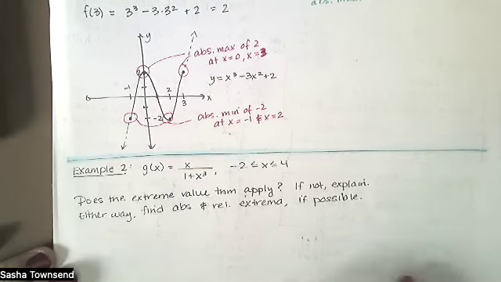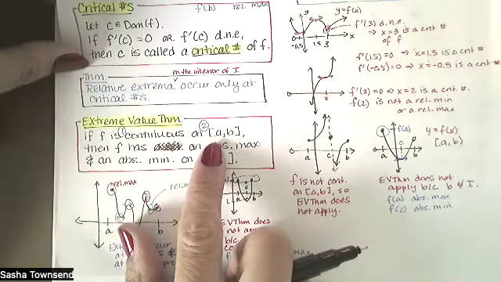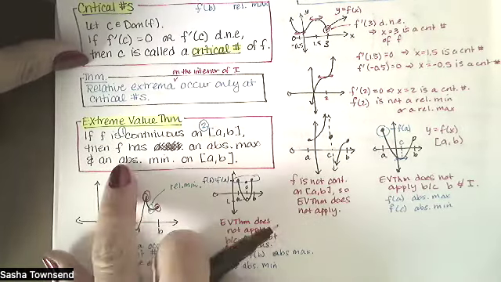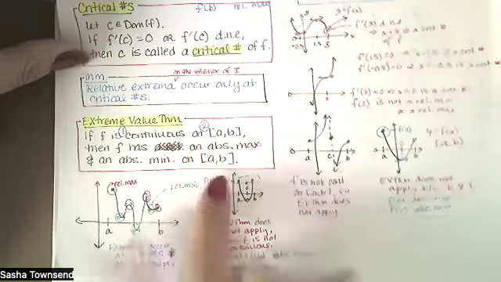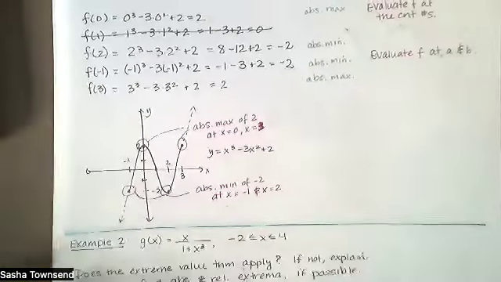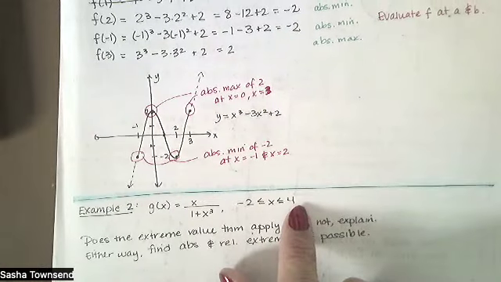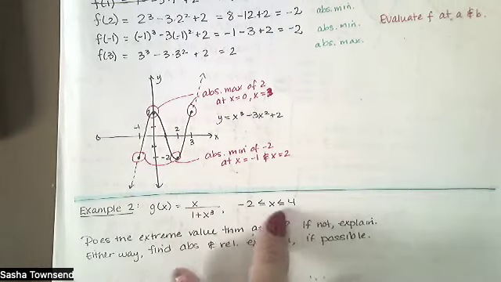Well, remember what the extreme value theorem says. It says if f is continuous on a closed interval from a to b, then f has an absolute max and absolute min on that interval. Well, we do have a closed interval from a to b, -2 to 4. The question is, is this function continuous on that interval?